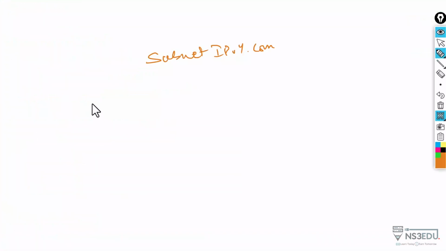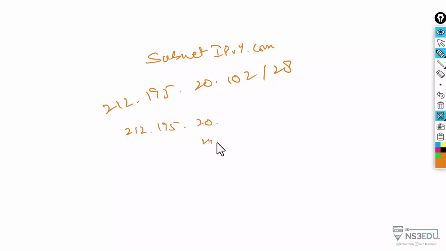212.195.20.102/28. Okay, you will do it something like this. 212 is going to be the same, 195 is going to be the same, 20 is going to be the same, because till here we are getting 24 bits. Okay, and now it is 28, which means 4 bits have been borrowed: 25, 26, 27, 28, and all the bits are 0.